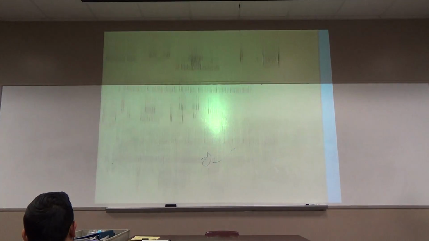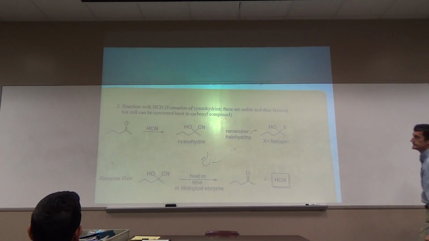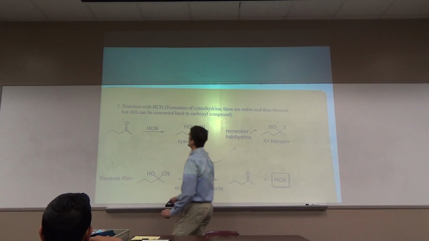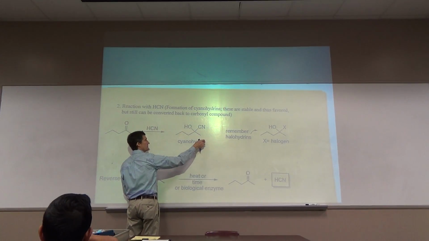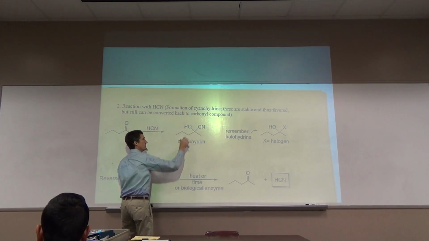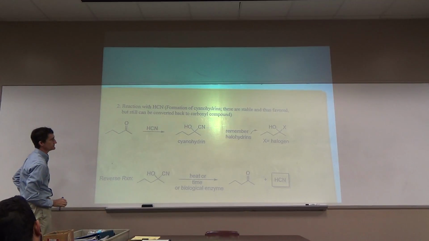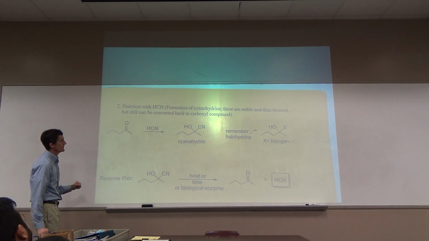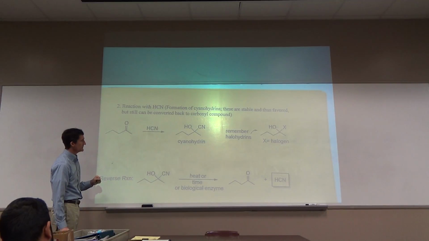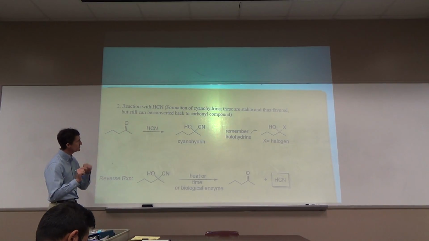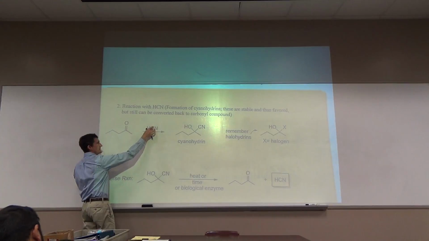Next reaction: reaction with HCN. We're going to form what's called a cyanohydrin, with OH and CN both on the same carbon. This mechanism can be done two different ways, depending on how acidic this is.